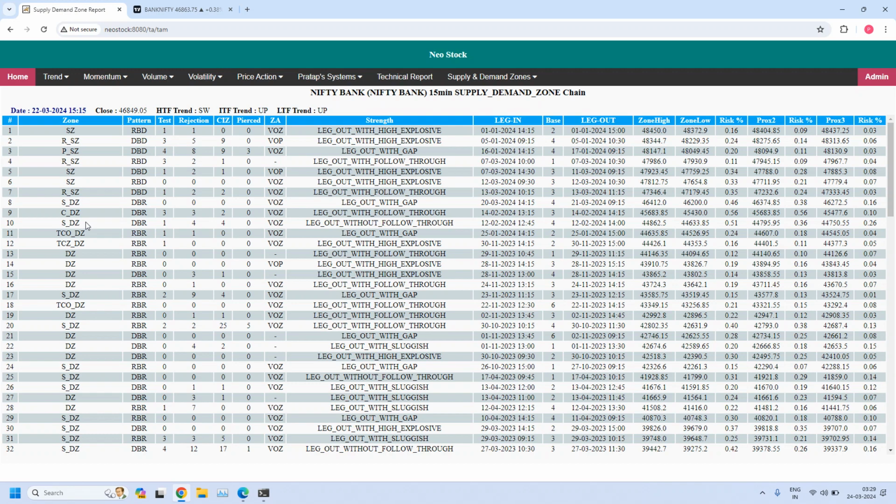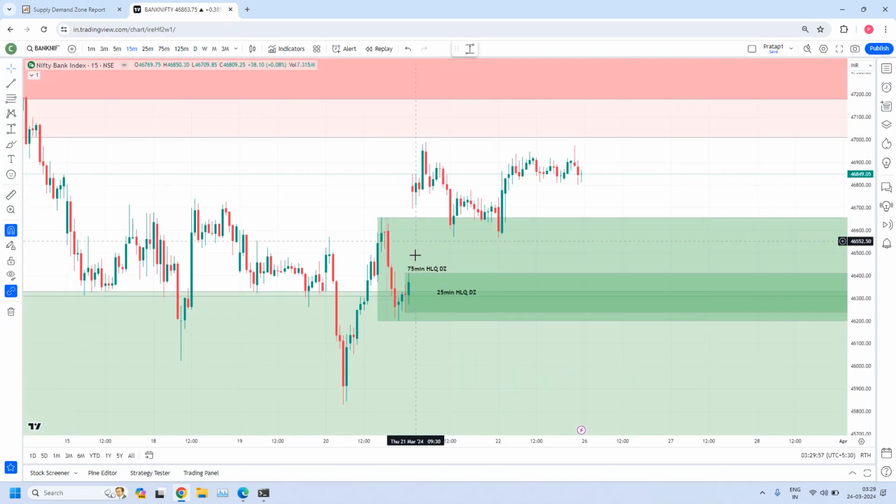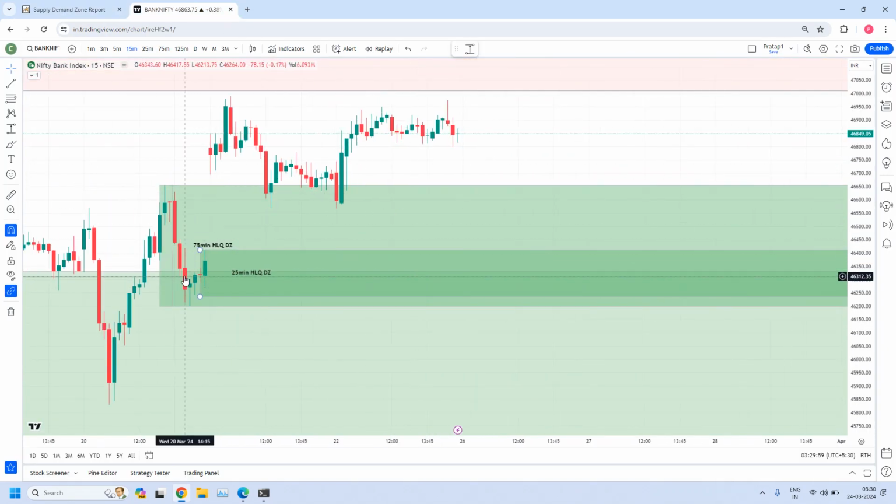Okay, what is the nearest demand zone? The nearest demand zone is a high liquidity demand zone. Even the immediate supply zone is also high liquidity. That's a very good sign for us. It is a positive. We have 2 immediate high liquidity zones. And this is created on 14, 15, 1, 2, 3, 4 base candles.